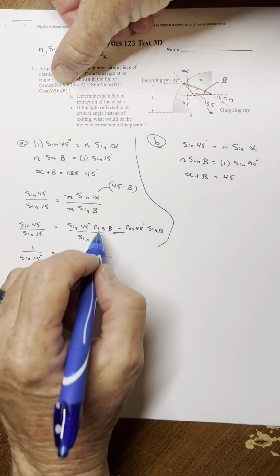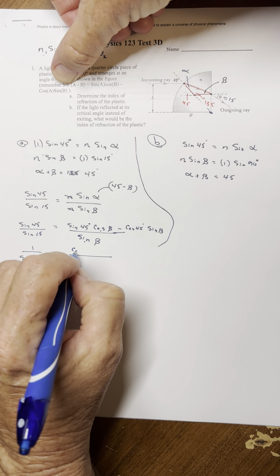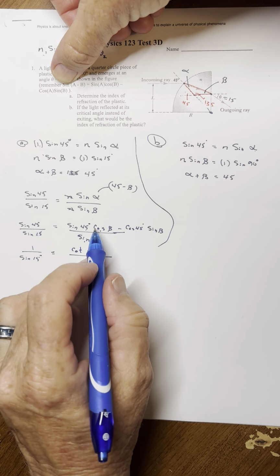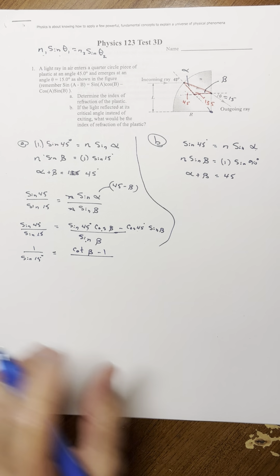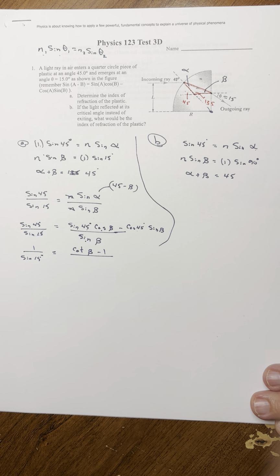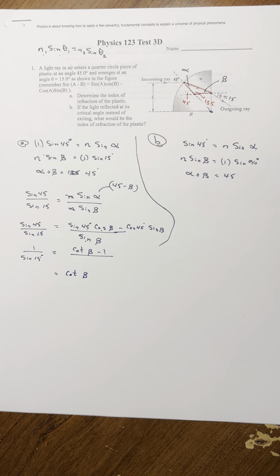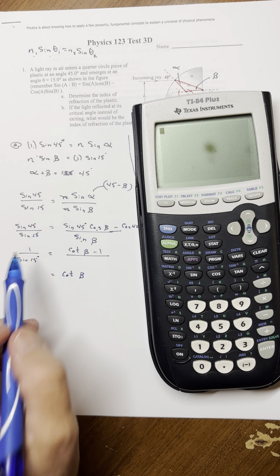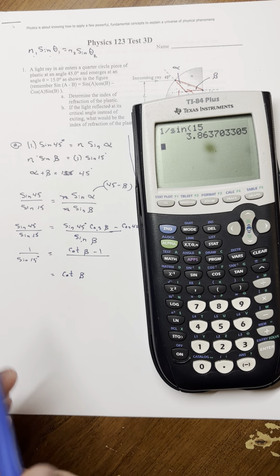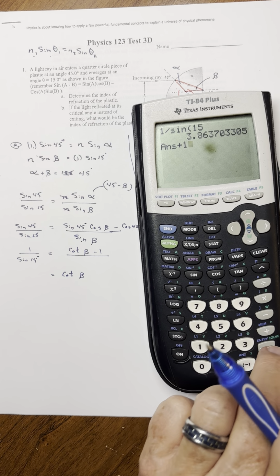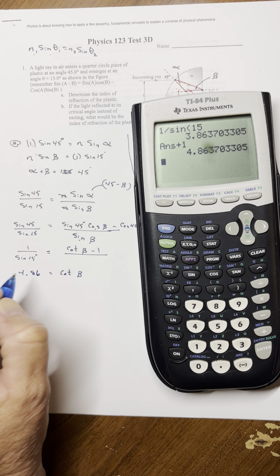And then over here would be cosine over sine, which I'm going to write as cotangent beta. And then over here would be sine beta over sine beta, and so that'd be minus 1. And so getting maybe cotangent of beta for a second, I would have, looks like 1 divided by the sine of 15, and then adding a 1. And so that'd be 4.864.